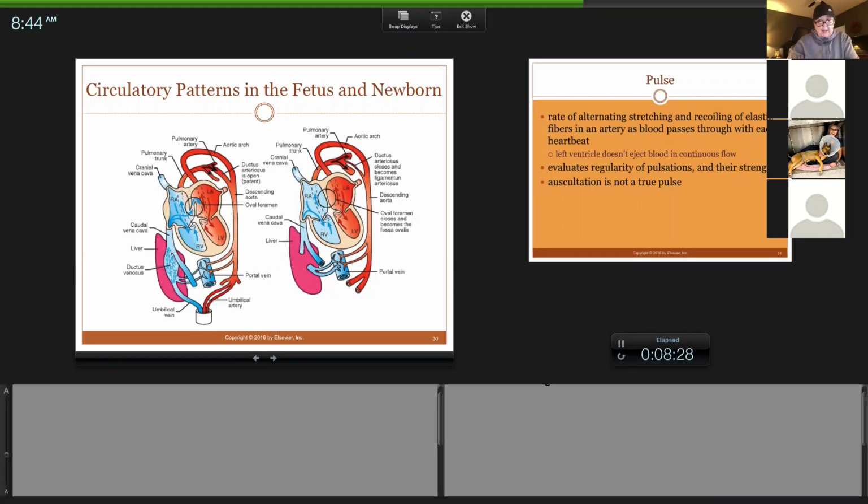So a PDA in a puppy is, I mean, it's not like it's a super easy surgery. It would have to be done by a board certified surgeon, but it is a fixable condition. The other thing I want you to realize is a PDA is not an old dog disease.